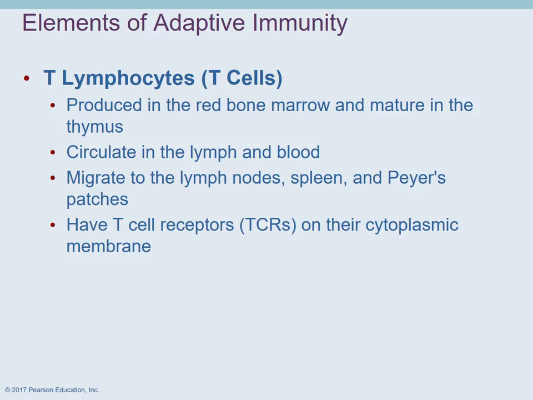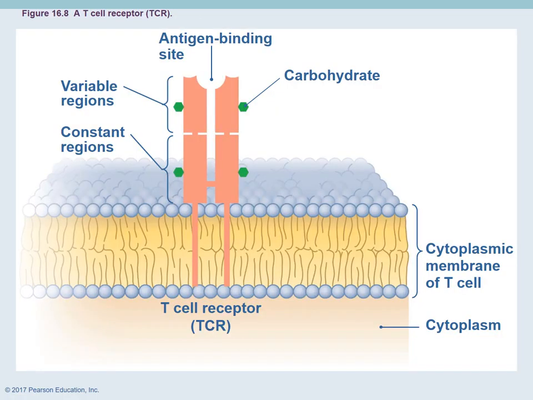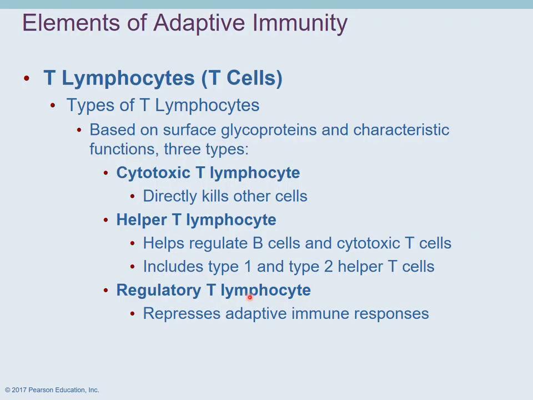They do have different receptors, these T cell receptors, or TCRs. They cannot recognize the antigen by itself. The only way they can recognize it is when that antigen, or that epitope, is with the MHC protein. So that means the antigen presenting cells have to show it to the T cells before anything can happen. So this is just showing the T cell receptor and what that looks like on the surface of the cell.